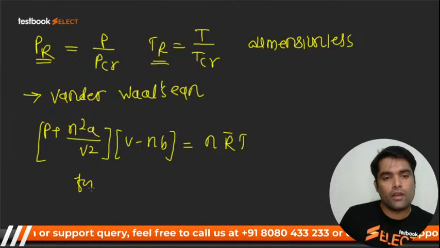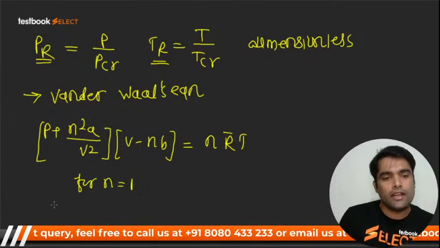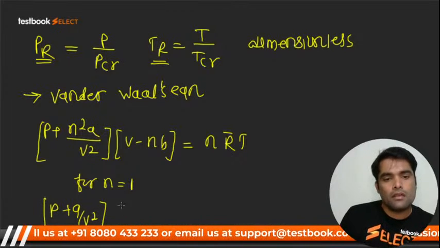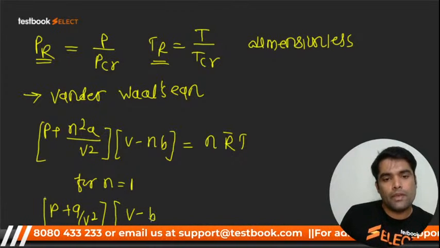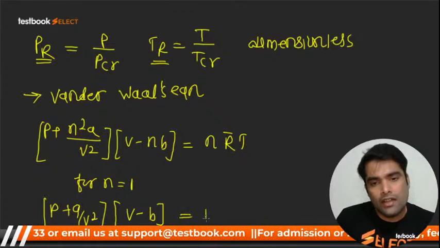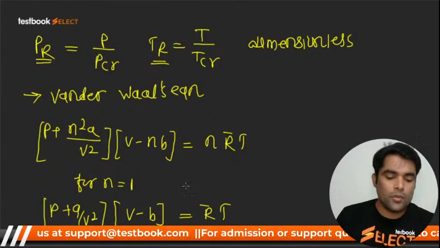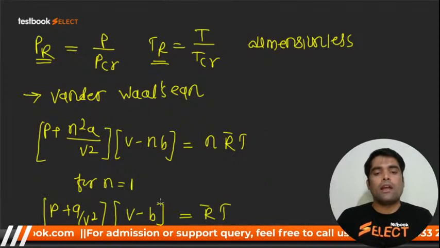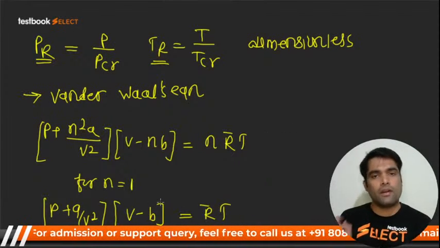But if you are taking one mole, then it becomes, my dear, P plus a by V square into V minus b is equal to, my dear, what? RT. I hope you got it. And this will be nothing but the required equation for Van der Waals. It is the Van der Waals equation.